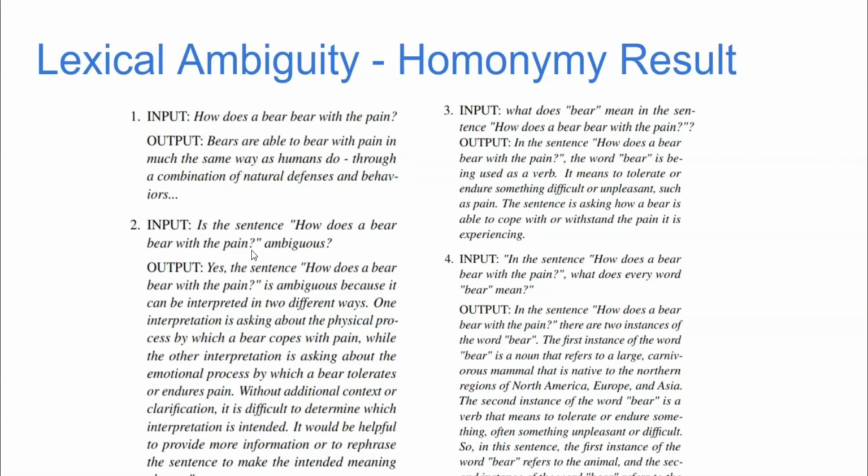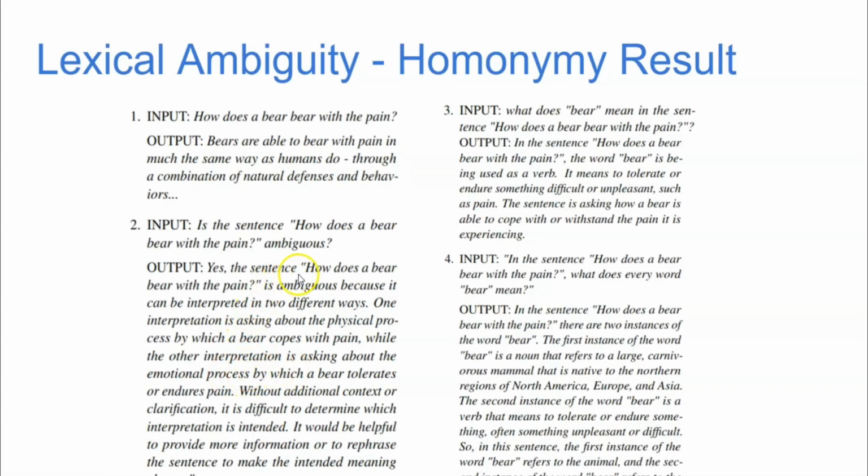And the second sentence is, how does a bear bear with the pain, ambiguous? And the output is, yes, the sentence, how does a bear bear with the pain, is ambiguous because it can be interpreted in two different ways. One interpretation is asking about the physical process by which a bear copes with the pain, while the other interpretation is asking about the emotional process.